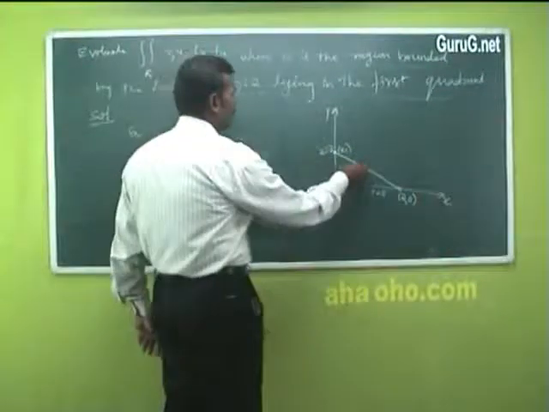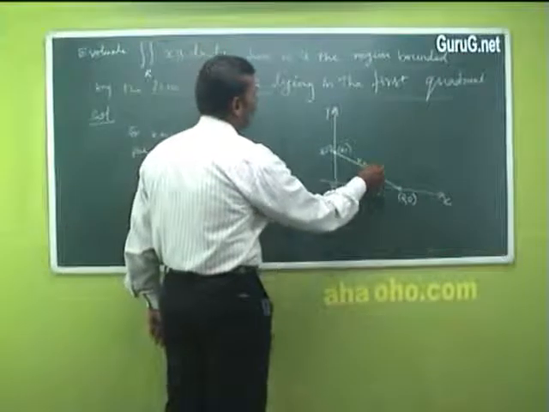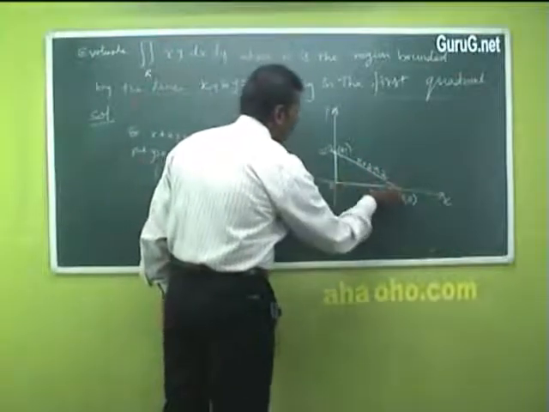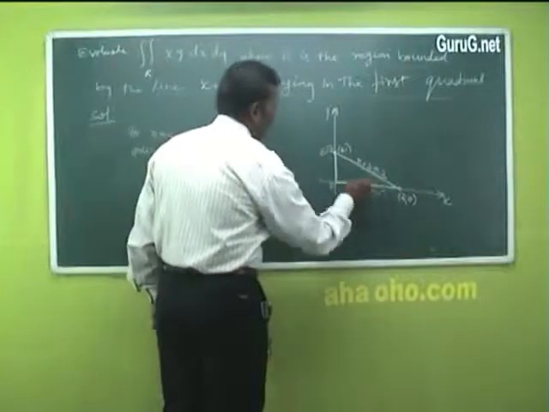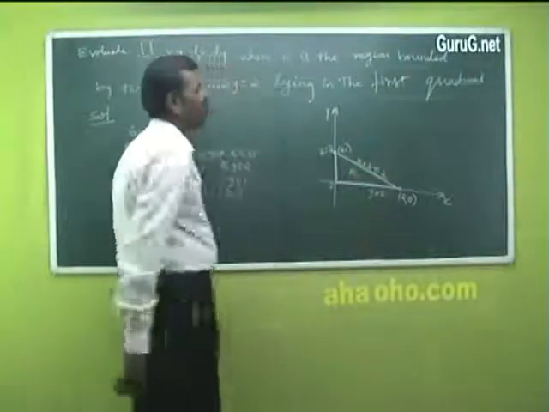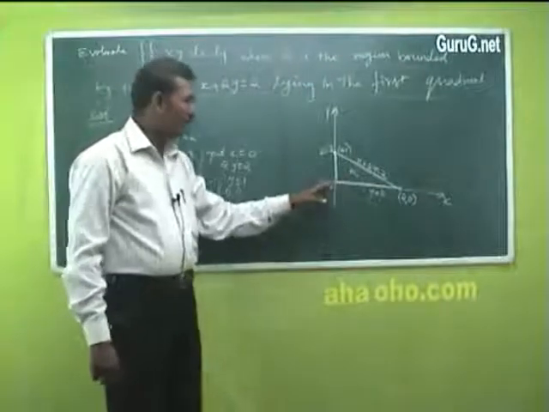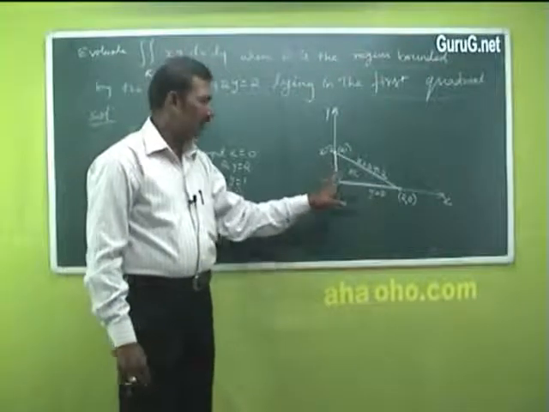So this is the line with equation x plus 2y equal to 2. Now this is 1. So this is the region of integration. This is the region R. Right? After finding the region, you have to find out the limits. How do we find the limits?